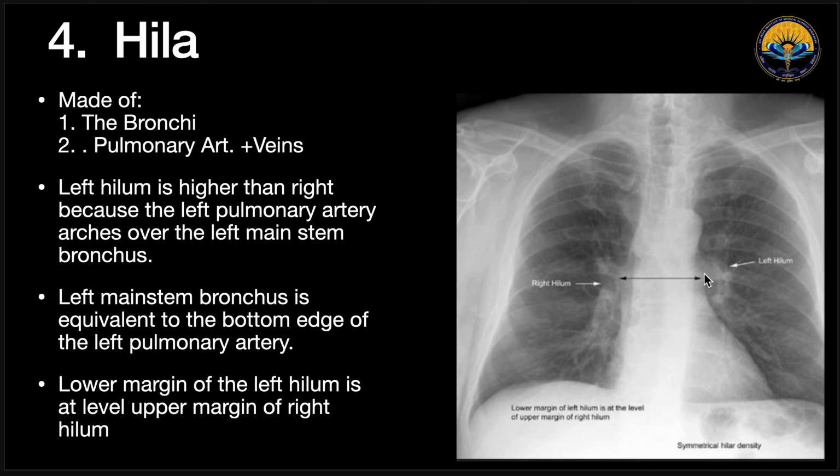And we see the left hilum appears at a higher level than the right hilum, and that is because if we see clearly, we have the left main bronchus going, and the left pulmonary artery arches over the left main bronchus. So we have the left main bronchus here, and the left pulmonary artery arches over it, and that's why the left hilum is superior to the right hilum.